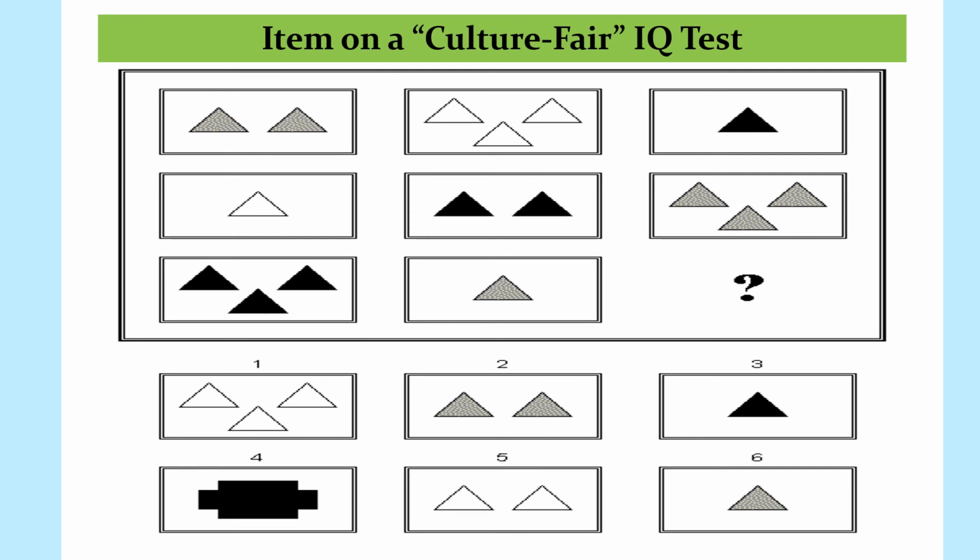One more item from a culture fair IQ test, if such a thing could exist. What's missing here? Well, if we look at the rows, it looks like we're missing 2 triangles that are white. So it looks like number 5 is the right answer here. Did you get it?